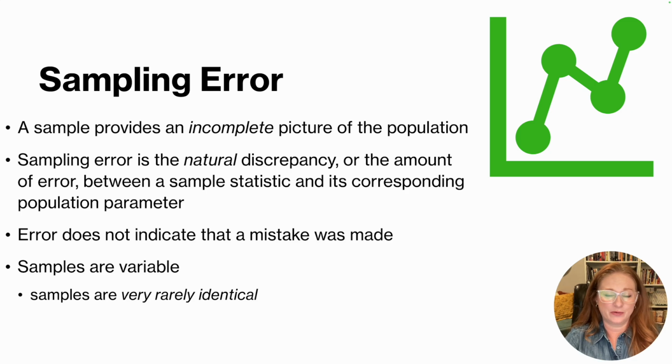Like it says here, it's a natural discrepancy. It's the amount of error between the sample statistic, so think back to lecture one, SS, sample statistic, and its corresponding population parameter, PP. So unless you are going to do the entire population, you're going to have some element of sampling error. Everybody knows that. That's okay. It doesn't mean that you messed up or made a mistake. It just means that you are running a study on a sample, which again is the bulk of research.